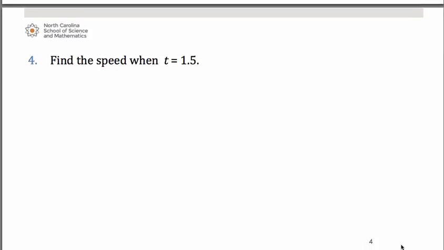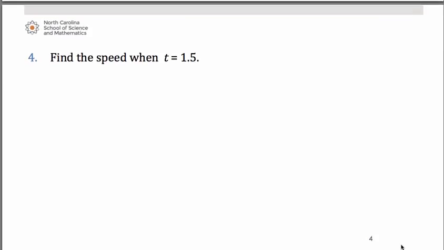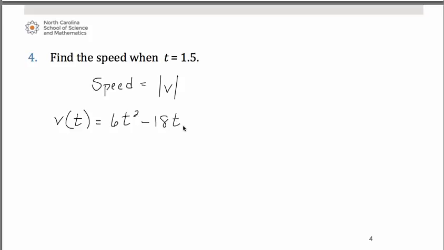The next question asks us to determine the speed of the particle when t equals 1.5. Now remember what speed is. Speed is going to be the absolute value of velocity. Remember, our velocity function in this case was the quadratic that we had, the 6t squared minus 18t plus 12. So we want to evaluate that at 1.5. I shall leave you to go ahead and do that. When you do that, you should get negative 1.5. Please do try it and make sure. The speed, though, is the absolute value of that. So the speed in this case would be a positive 1.5.